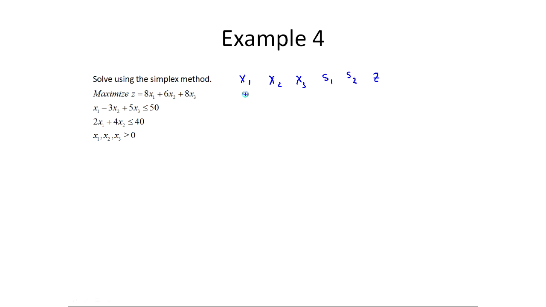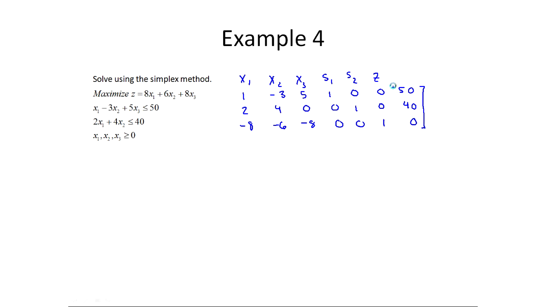So from that first constraint, you're going to have 1, -3, 5, 1, 0, 0, and then 50. From the next constraint, you're going to have 2, 4. There's no x3. You've got to be careful there. No x3. 0, 1, 0, 40. And then remember your objective function. Everything gets moved over. So it's -8, -6, -8, 0, 0, 1, 0.